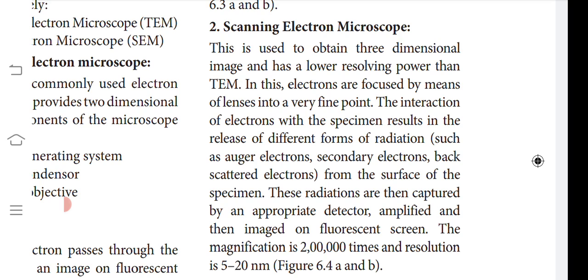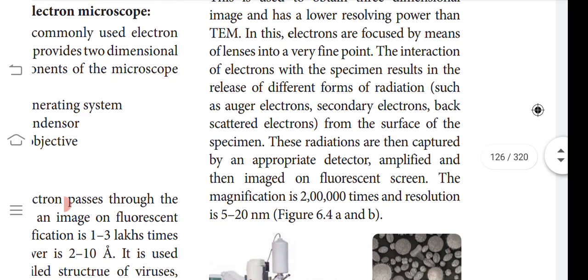Scanning electron microscope: the major difference is that it provides us with a three-dimensional image. You know the thickness of the specimen also. Okay, so it has a lower resolving power than the transmission electron microscope. In this, electrons are focused by means of a lens into a very fine point. The interaction of the electrons with the specimen results in the release of different forms of radiation.